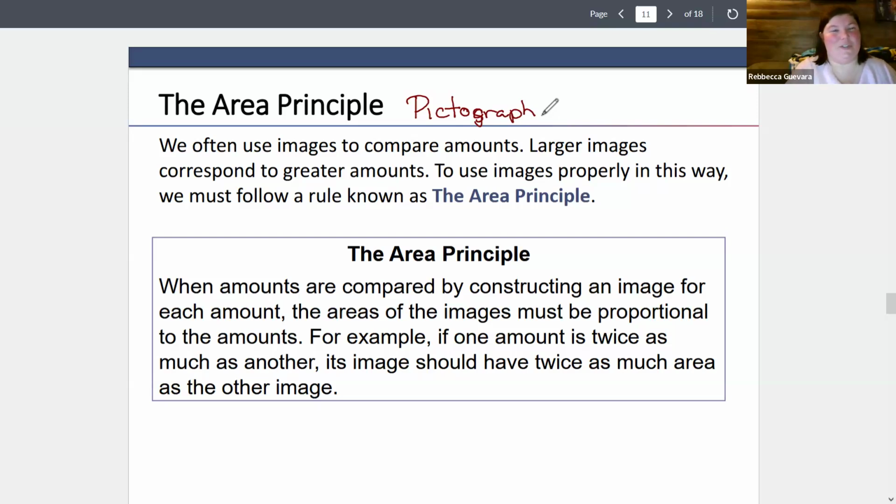So larger images should always correspond to greater amounts, smaller images to smaller amounts. To use images properly in this way, we must follow a rule known as the area principle. What the area principle tells us is that when amounts are compared by constructing images for each, the areas of the images should be proportional to the amounts. For example, if you have twice as much of one item as the other, then the other image's area should only be twice as much.